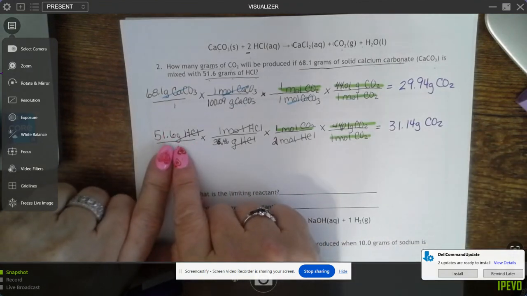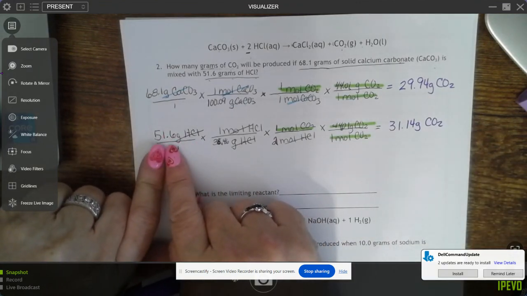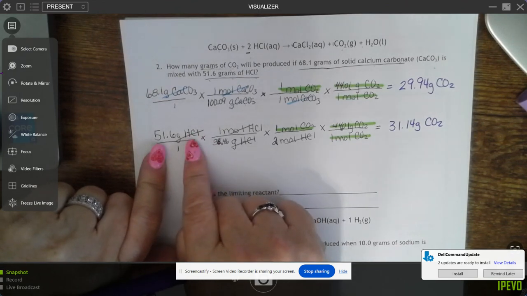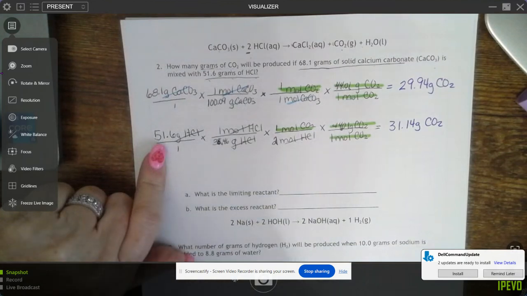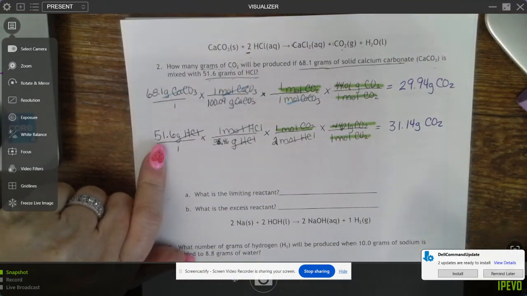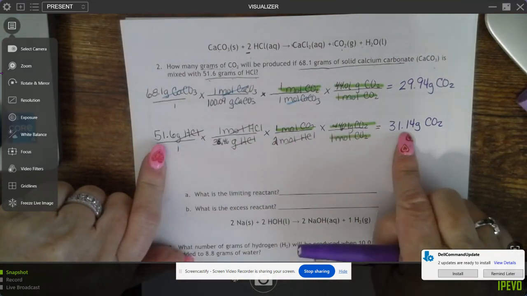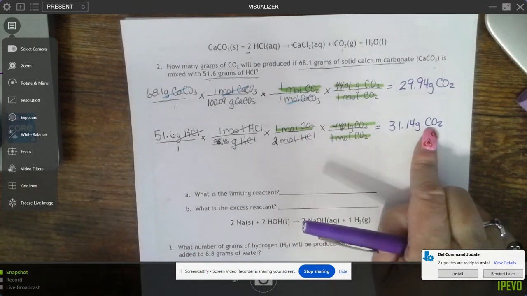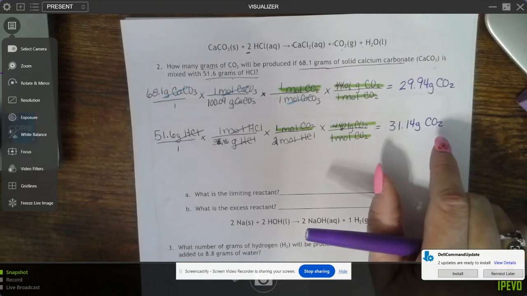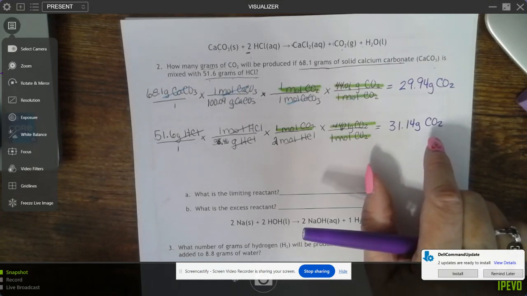This is saying if I start with 51.6 grams of HCl and I have plenty of calcium carbonate to react, I can make 31.14 grams of carbon dioxide. This is kind of like that idea we talked about in class of ham sandwiches. What do you run out of first?